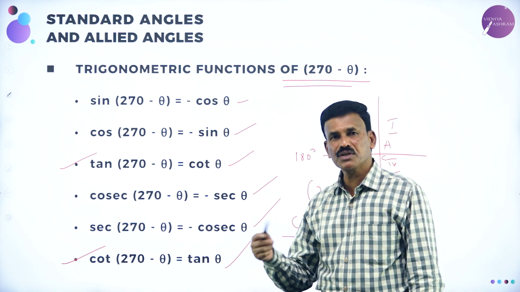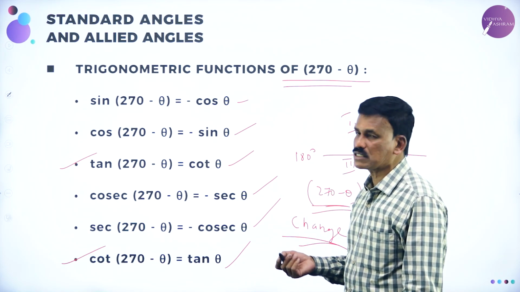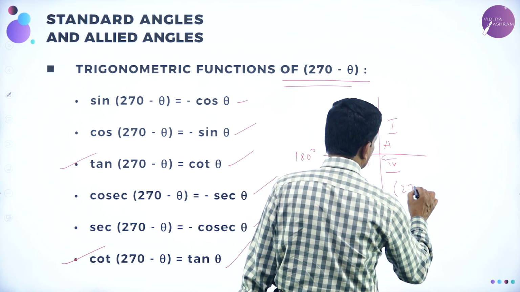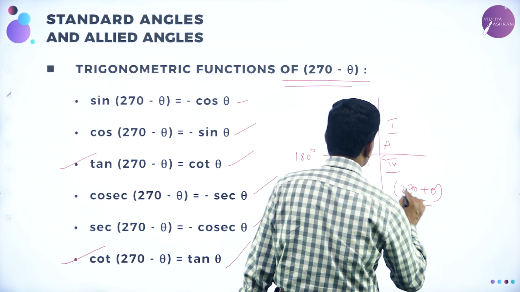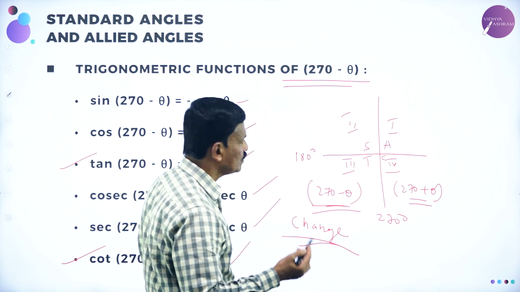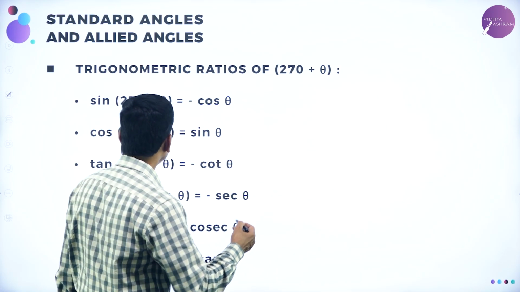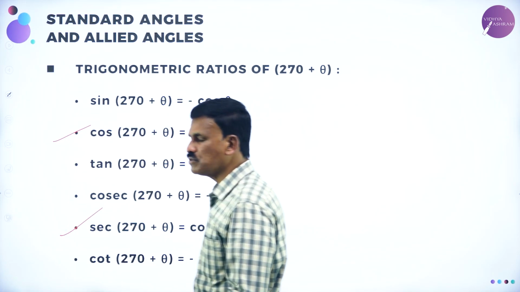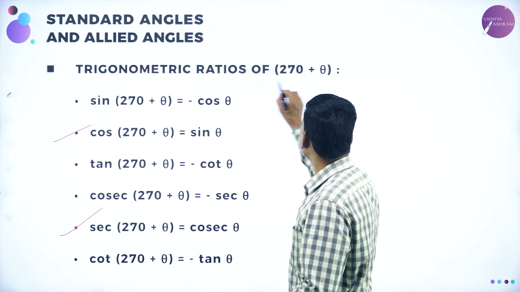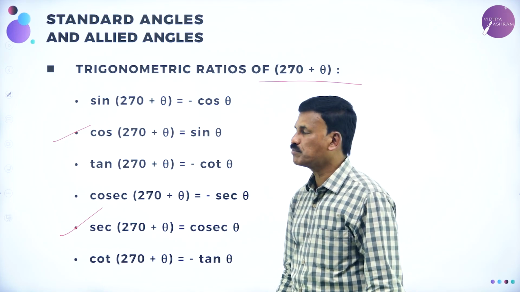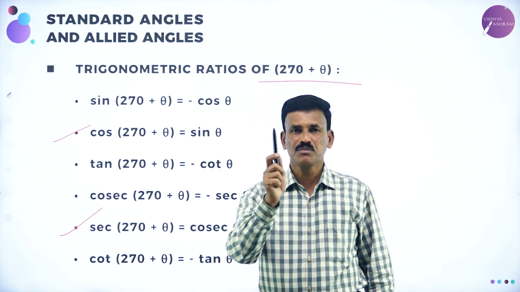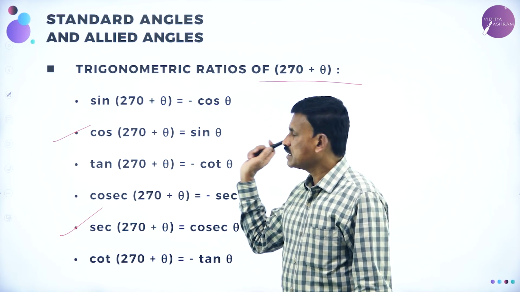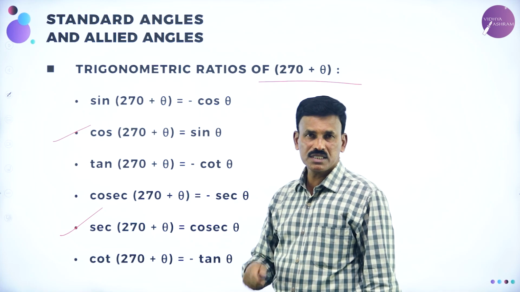Now, similarly, if you write it for 270 plus theta, which quadrant does 270 plus theta come in? It comes in the fourth quadrant. In the fourth quadrant, cos theta and secant theta are positive, remaining are negative. So, trigonometrical ratios of 270 plus theta: further, there is a change.